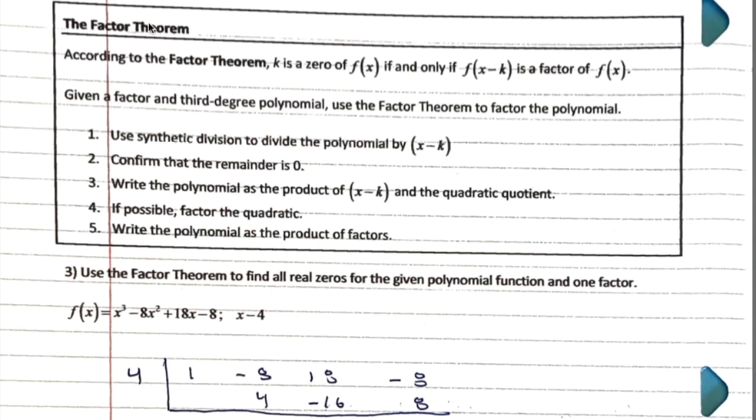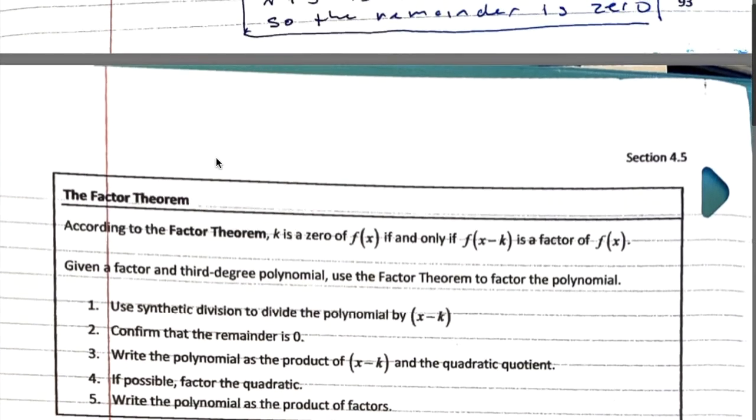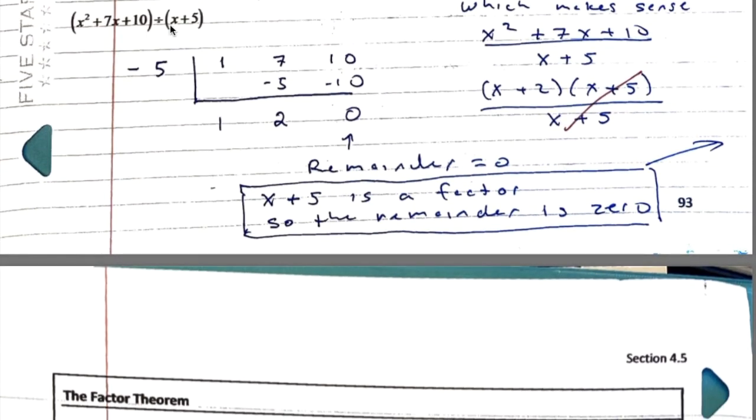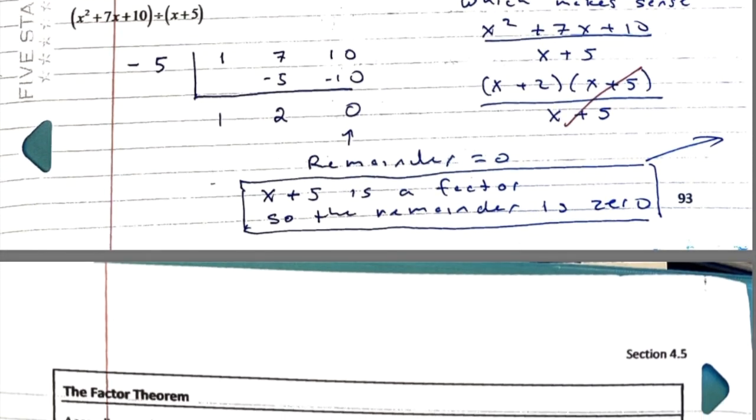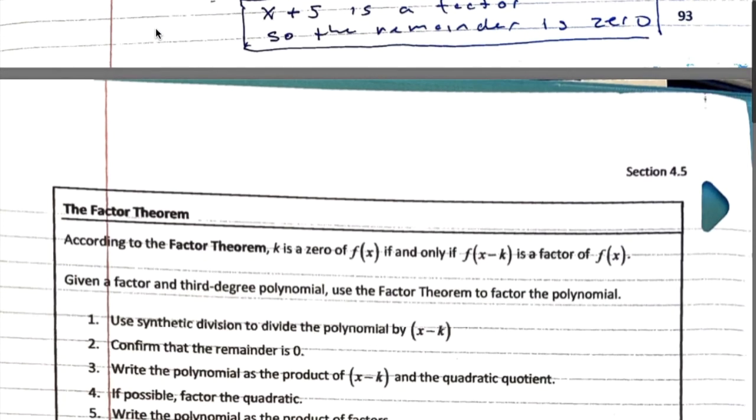Okay, so for the factor theorem, this is our next one. According to the factor theorem, k is a 0 of f of x if and only if x minus k is a factor of f of x. That just sounds terrible, but if we look back at this last example, this is saying, let's say negative 5 is a 0 of this function right here if and only if x plus 5 is a factor. So yeah, that makes sense. Negative 5 is going to be a 0 of this thing if this is a factor. So that's what the factor theorem states.